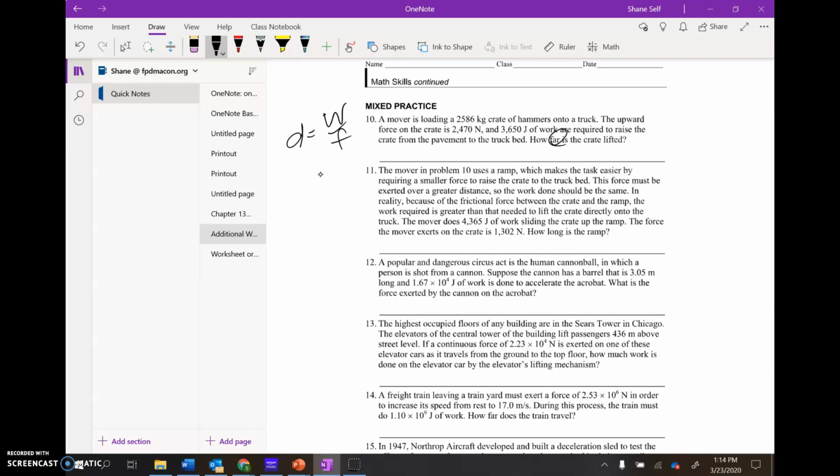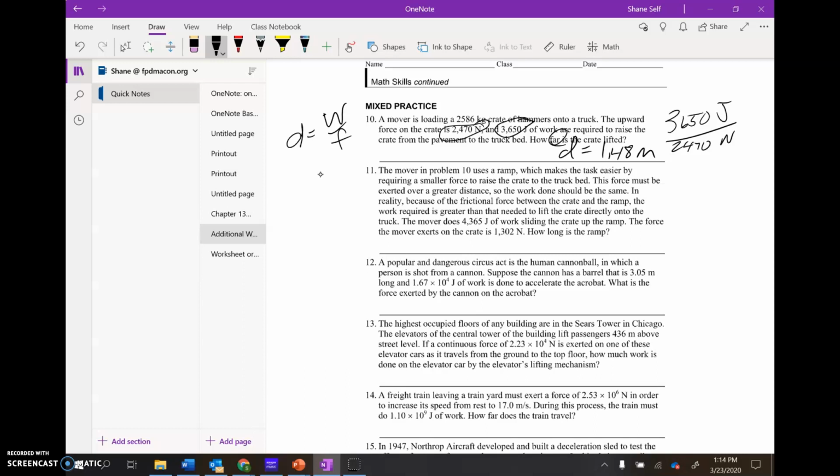What do you know? That's the 2 numbers they gave us. Work goes on top. Here's work right here because it's in joules. 3,650 joules divided by your force, newtons, 2,470. And our distance is going to be equal to 1.48 meters. All right, find the right formula, plug it in, can't be wrong.